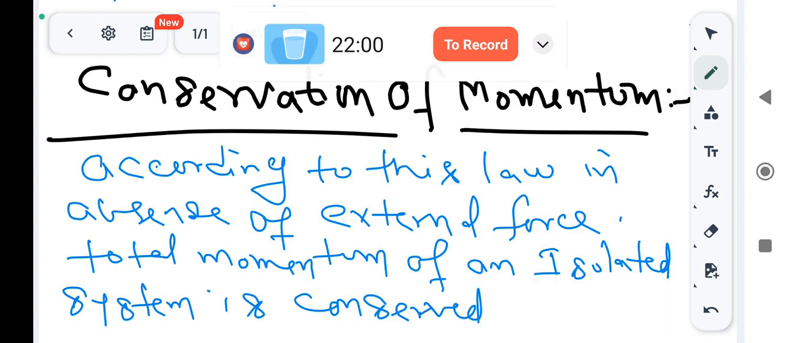What is the conservation of momentum? According to this law, in absence of external force, total momentum of an isolated system is conserved.